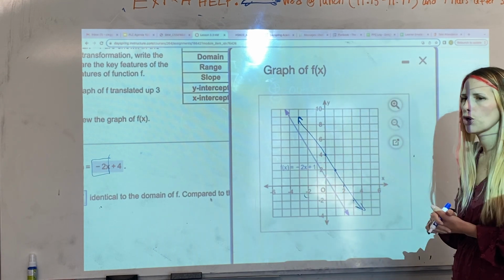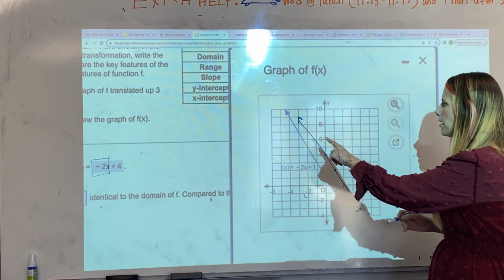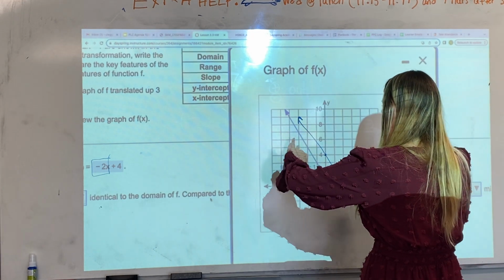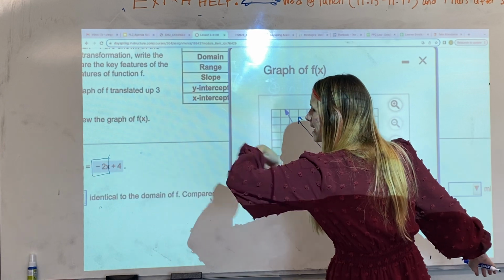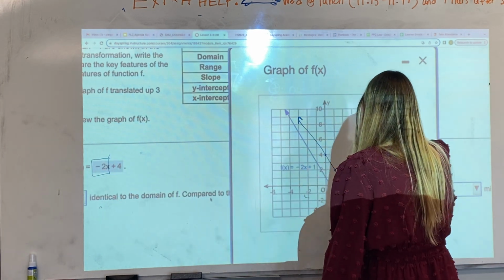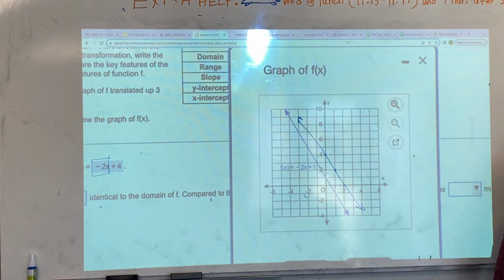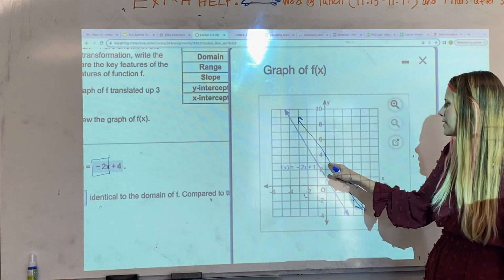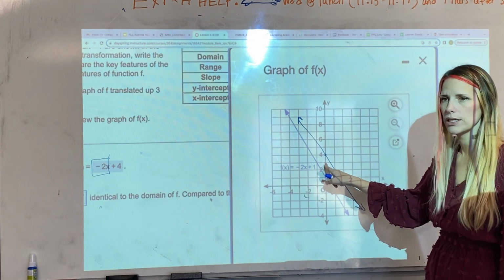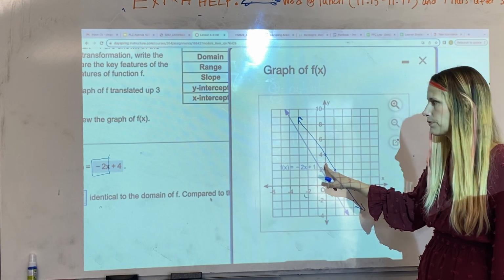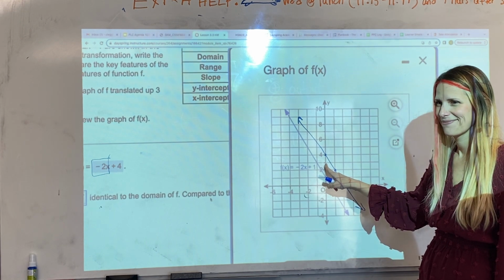Now let's compare the domain. The domain of this is all real numbers because it's going to continue on and on forever to negative infinity and to positive infinity. Even though it's going down, down, down, it's still going out, out, out to positive infinity on the x. What is our new one doing in terms of the domain?